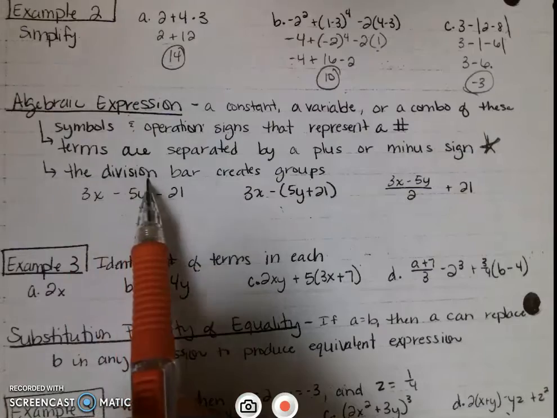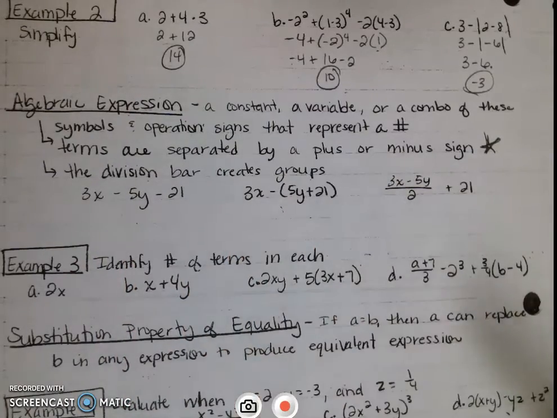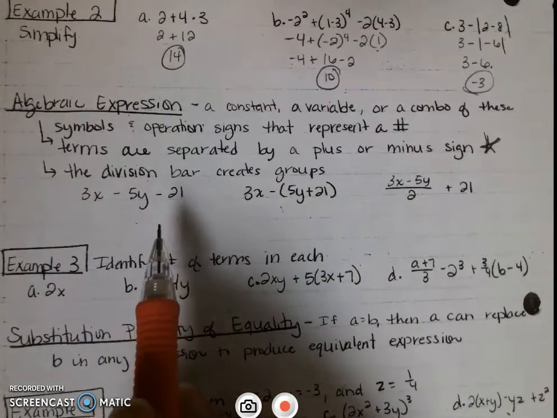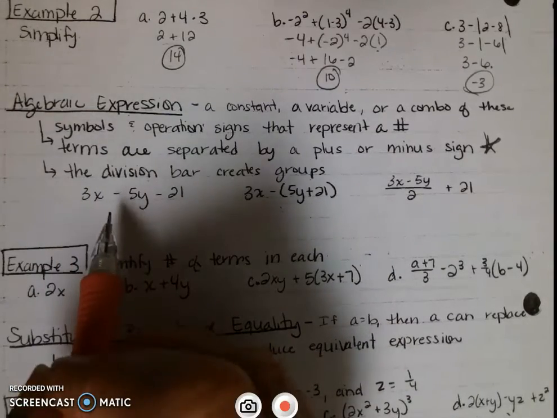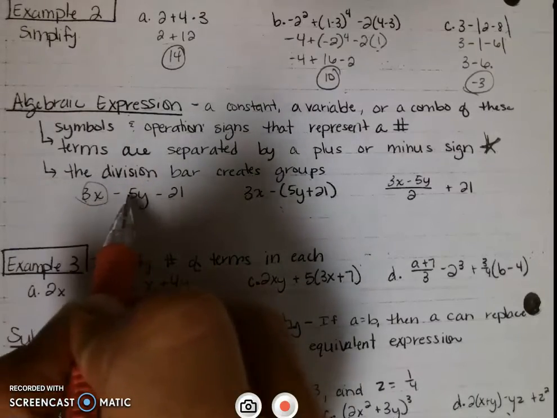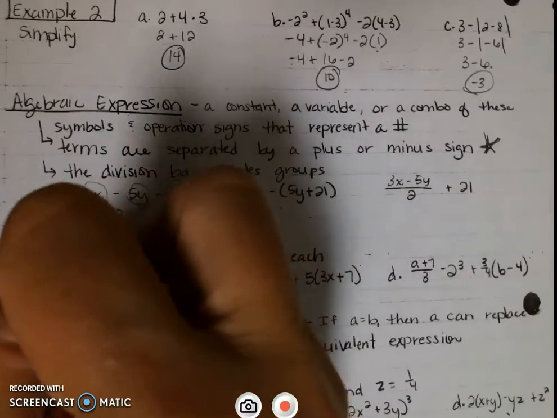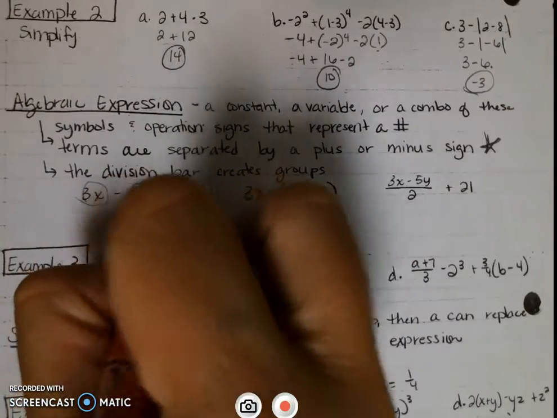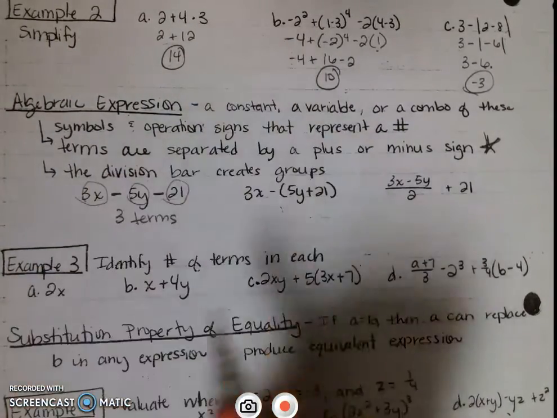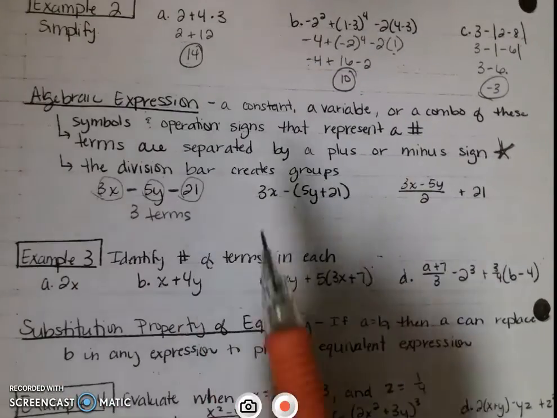Okay, the next one is the division bar also creates groups. So we've got a division bar over here we're going to look at. So let's look at these 3 examples and figure out how many terms are in each of them. So in this first one, we have 3x minus 5y minus 21. There are 3 terms here because they're separated by a subtraction sign, right? That's what we're looking for. 3 and x are being multiplied, but that counts as 1 term.